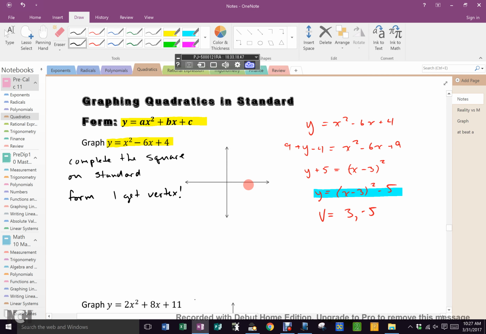Okay, so if we were going to graph this, let's graph it. Where would our vertex be? 3, negative 5. Is there a stretch? So it's over 1, up 1, over 2, up 4, yes? Over 1, up 1, over 2, up 4. It looks like that. Everybody cool? Going once, going twice, going thrice?